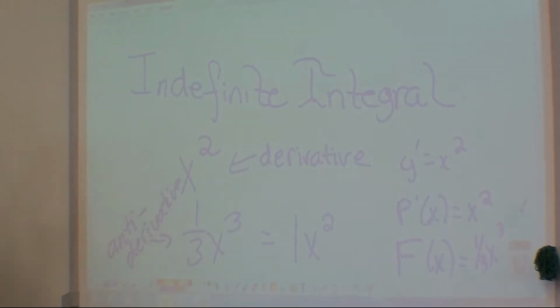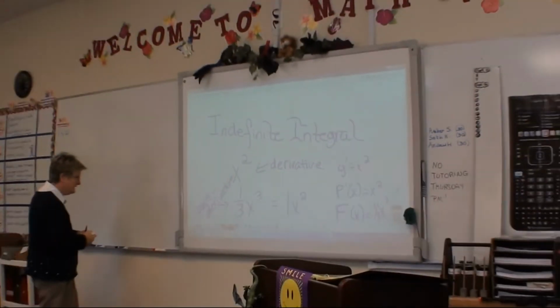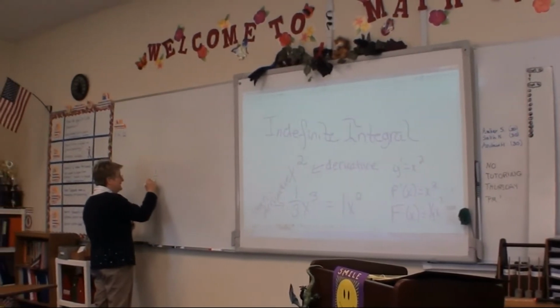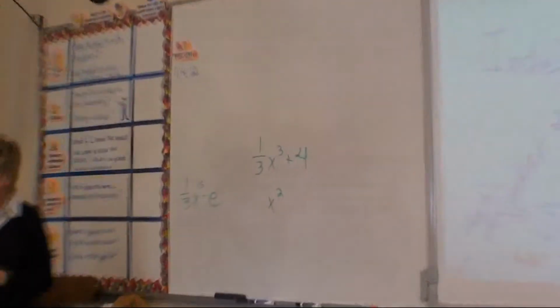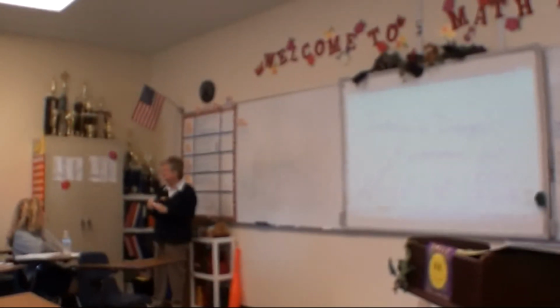Now, we've got a little bit of an issue here. Would you please take the derivative of 1/3 x cubed plus 4 for me? What's the derivative of that? X squared. Okay, take the derivative of 1/3 x cubed minus e. What's the derivative of that? X squared. Now, how many times could I keep doing that? A gazillion. Okay, so we got a little issue here.